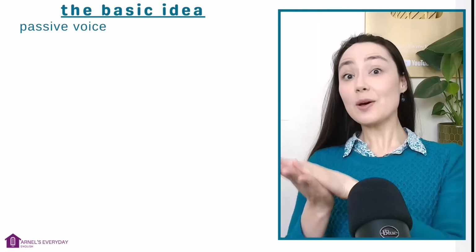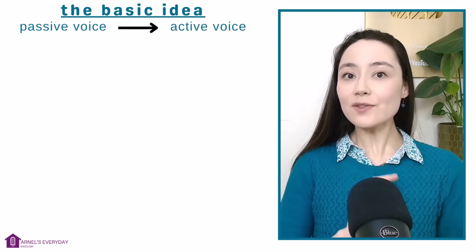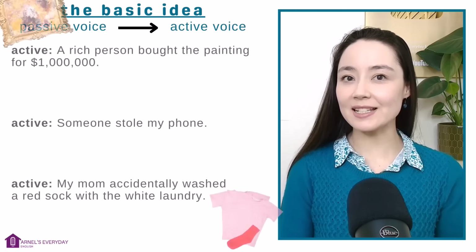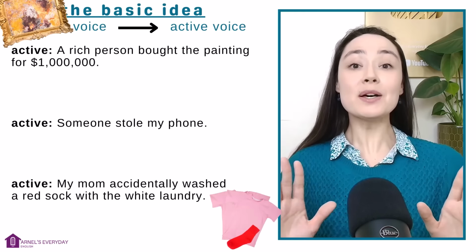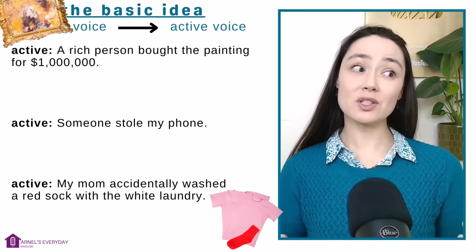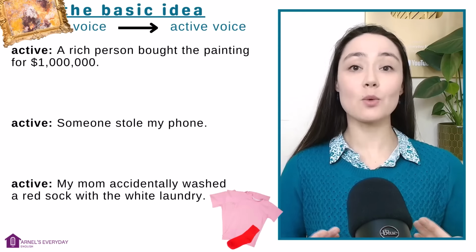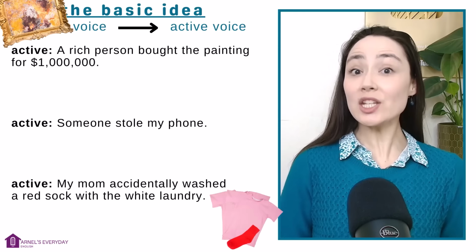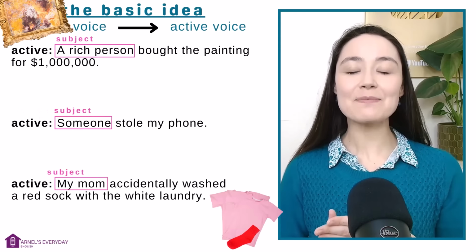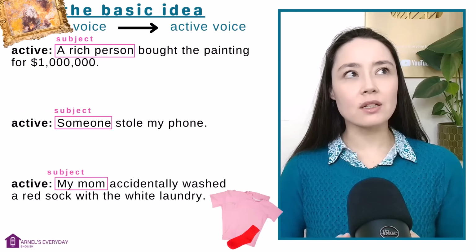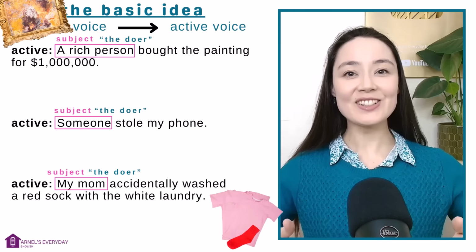Let's start. The passive voice is the opposite of the active voice. Let's first look at 3 active sentences. A rich person bought the painting for $1 million. Someone stole my phone. My mom accidentally washed a red sock with the white laundry. We know the subjects are a rich person, someone, and my mom. They do the action. I'm going to call these people the doer because they do the action.